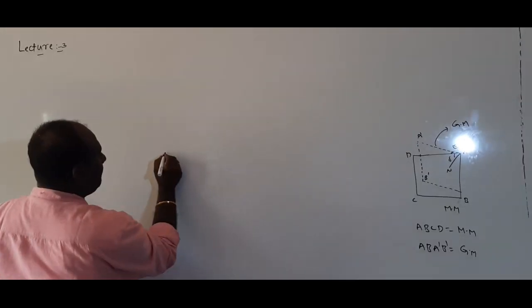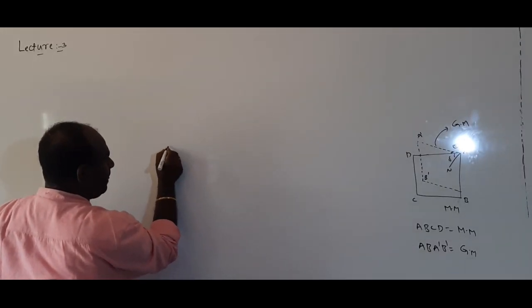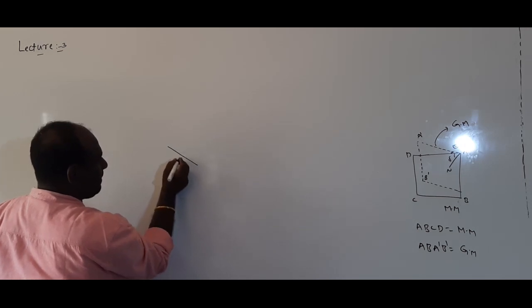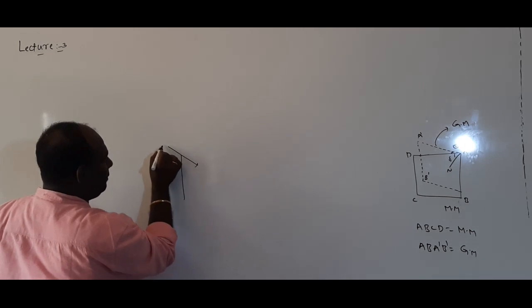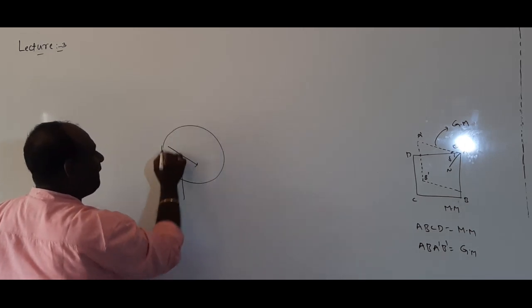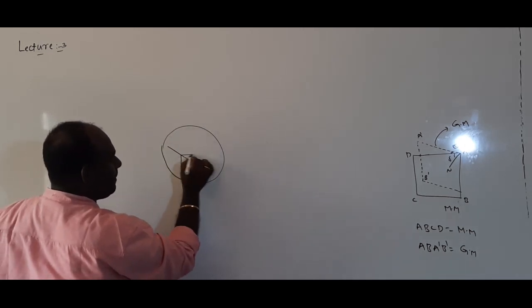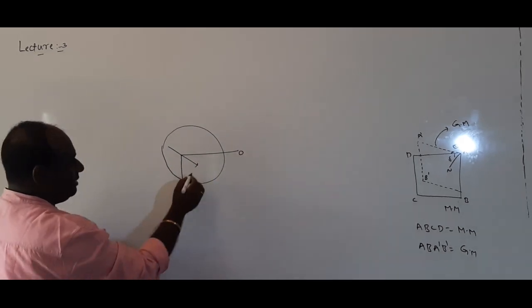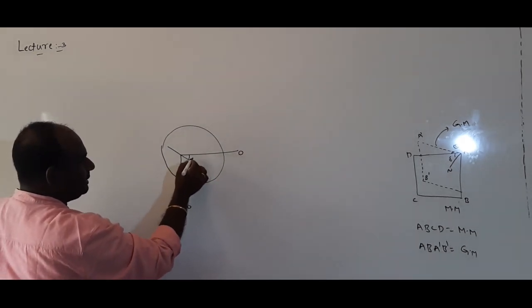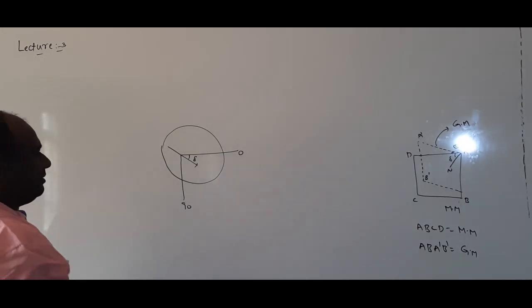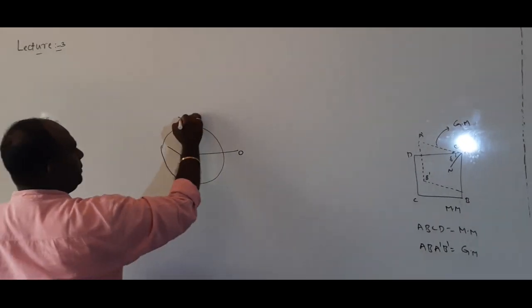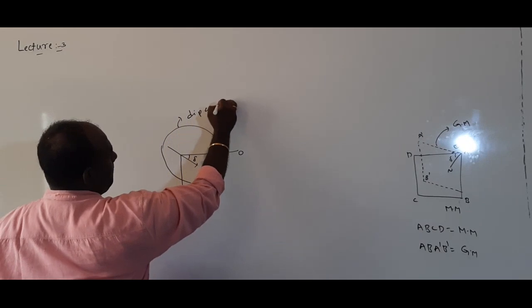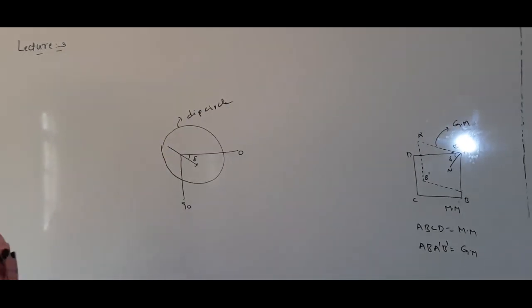If you consider this is a needle, like this, a needle is there. This is a dip circle. This indicates 90 degrees, this indicates 0. So with respect to horizontal, it makes an angle delta. This is a dip circle. This is used to find dip at a particular place. Dip means resultant magnetic field at a particular place.